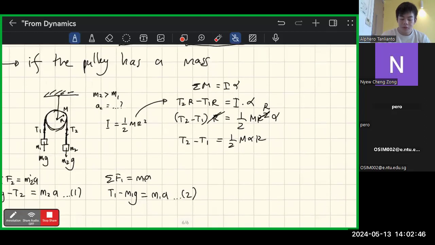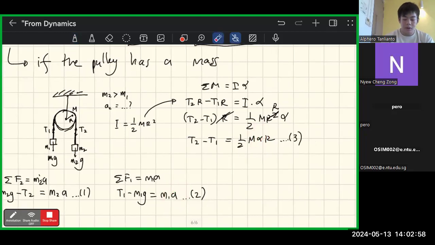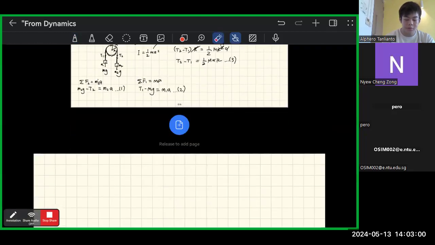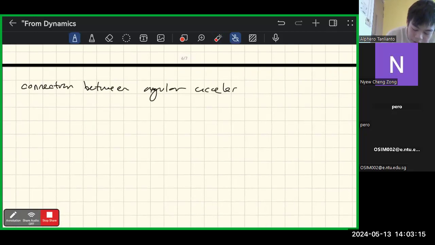So this is equation 3, and the last equation is the one connecting the angular acceleration alpha and the linear acceleration A. I will explain this below. Connection between angular acceleration and linear acceleration.